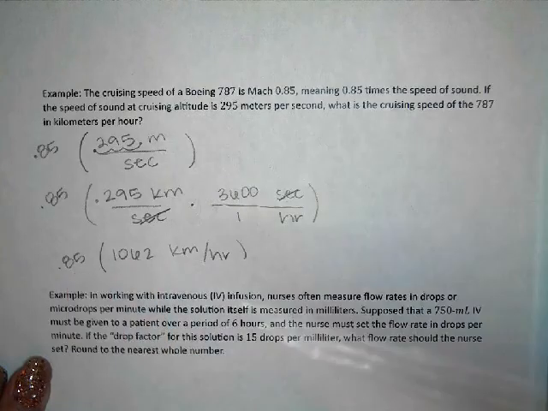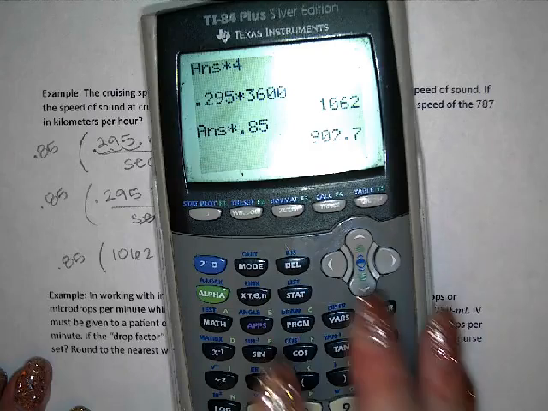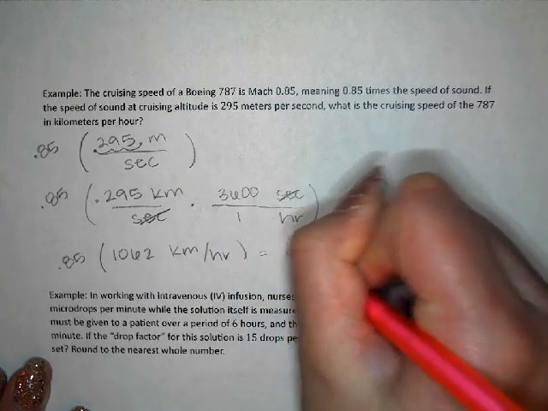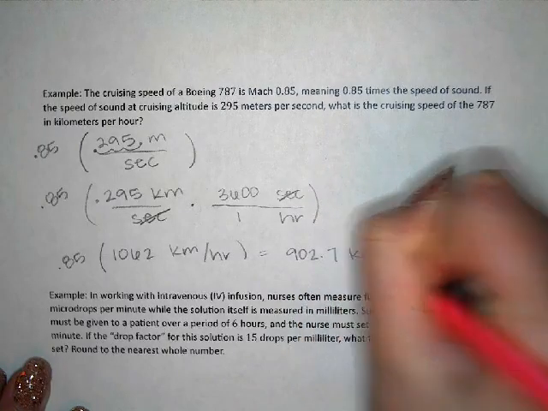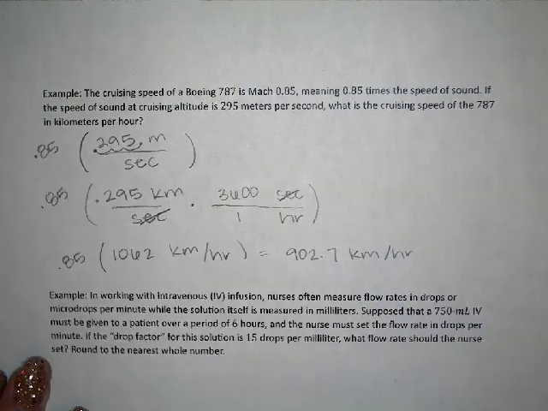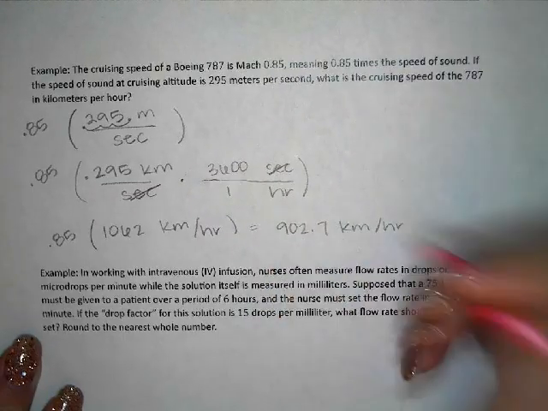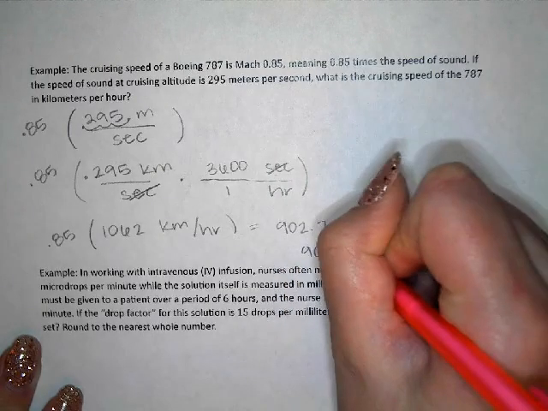902.7 kilometers per hour. And they didn't tell us how to round this, and so we can leave it as 902.7 kilometers per hour. We could round it to the nearest whole number, 903 kilometers per hour. Either one of those is fine.